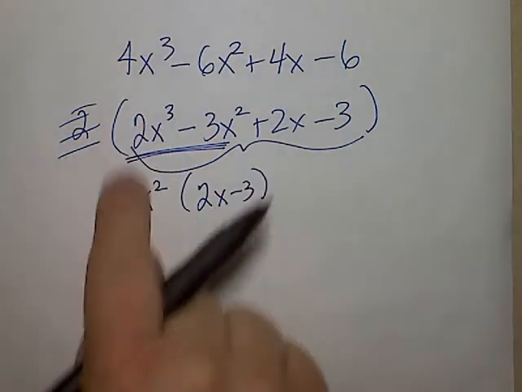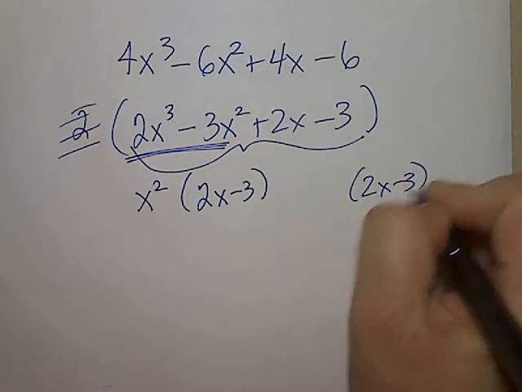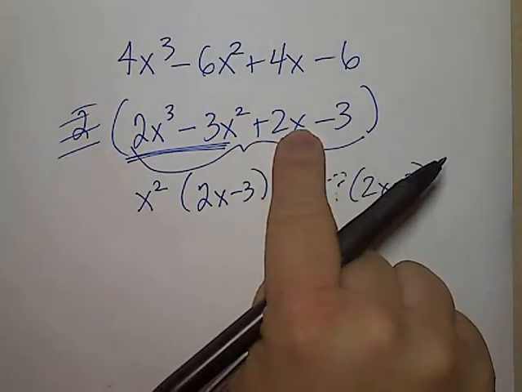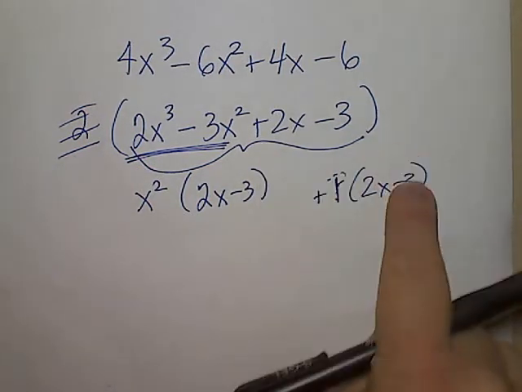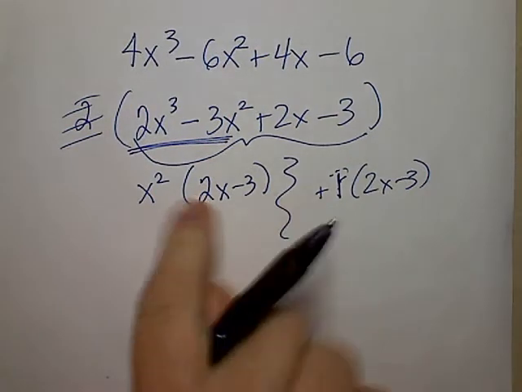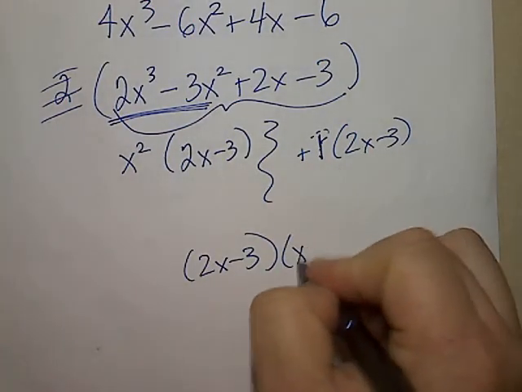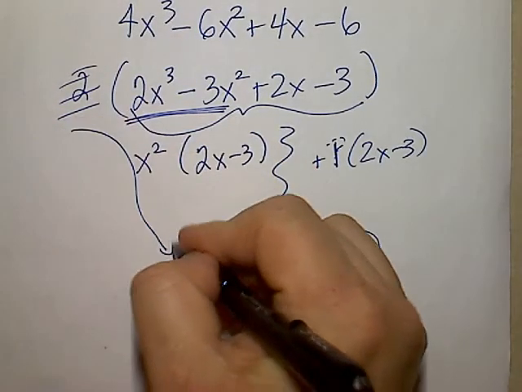I got to make sure I did it right. Then I'm going to copy and paste this in back and ask myself, is there something I can take times 2x and get a positive 2x? Yep, that'd be a positive 1. Okay, that works. And that works. So what do I do now? Well, they both contain that 2x minus 3. In front of the first is x squared. In front of the back is plus 1. And don't forget about the 2 out front.